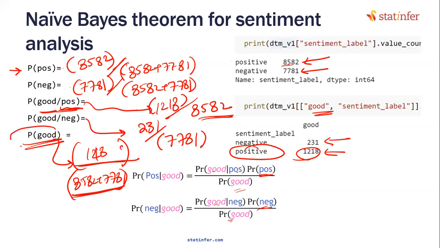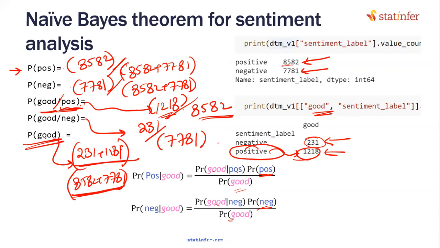Because we are looking for the word good, we have to take both. Is it appearing only in positives? Negative also. So we have to take both. So does it make sense if it's 231 plus 1218? But why did I take 1218 earlier? That was only for positive, given positive. Here, is there anything given? No, it is overall.